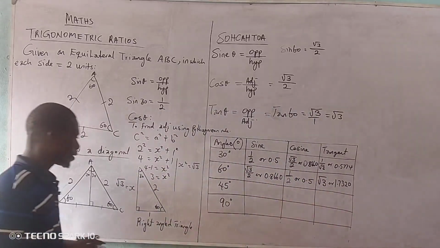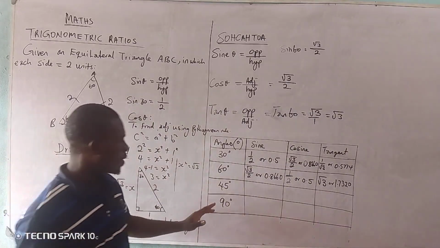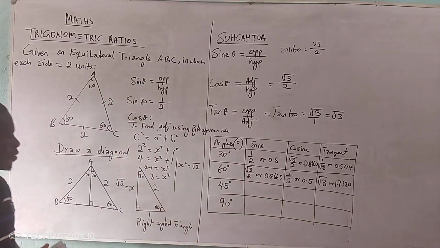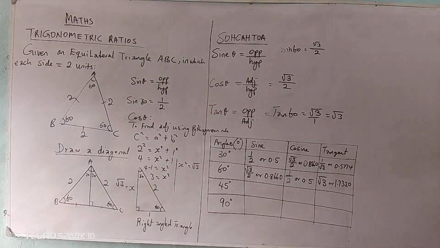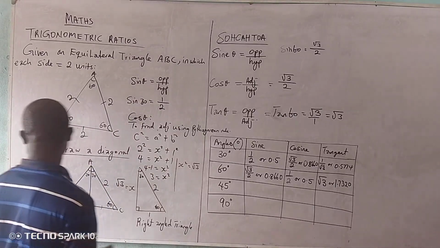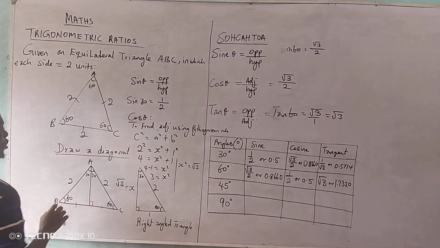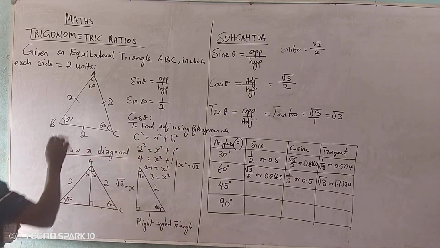So that is 60. Now, to find 45, we need to draw another figure, a square. We need to draw a square of size 1 unit each. So now I'm done with this. Let me wipe this and draw a square to do that.